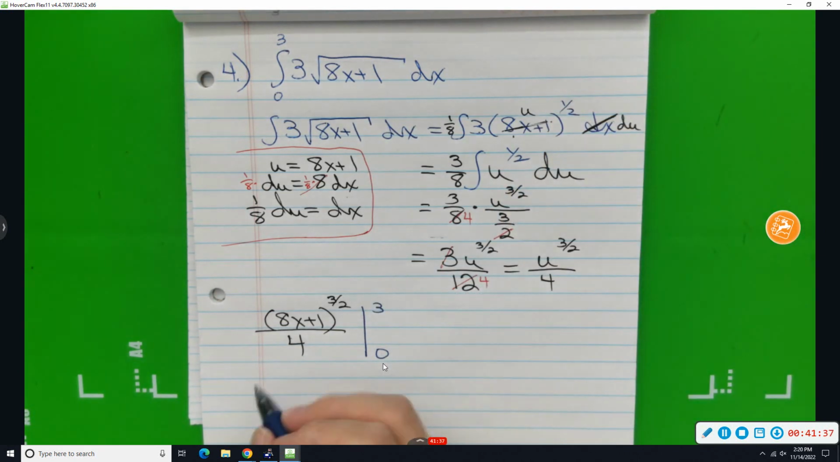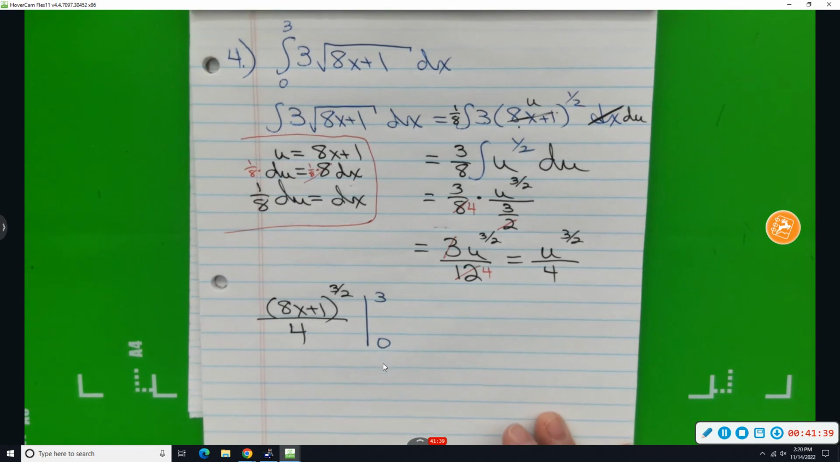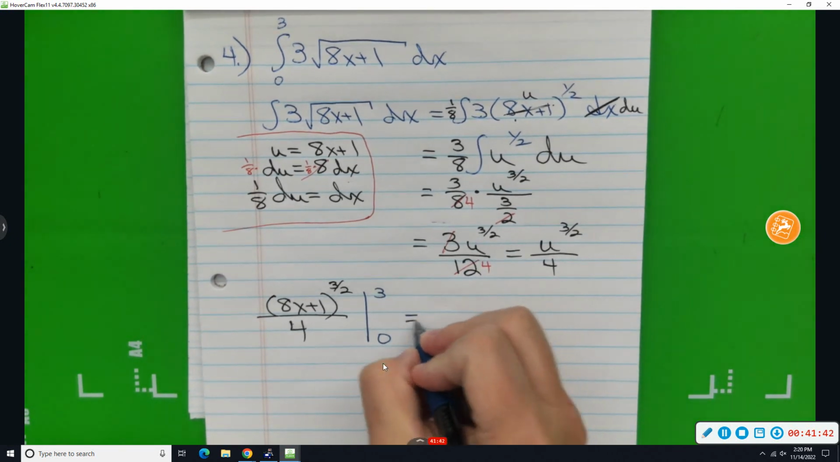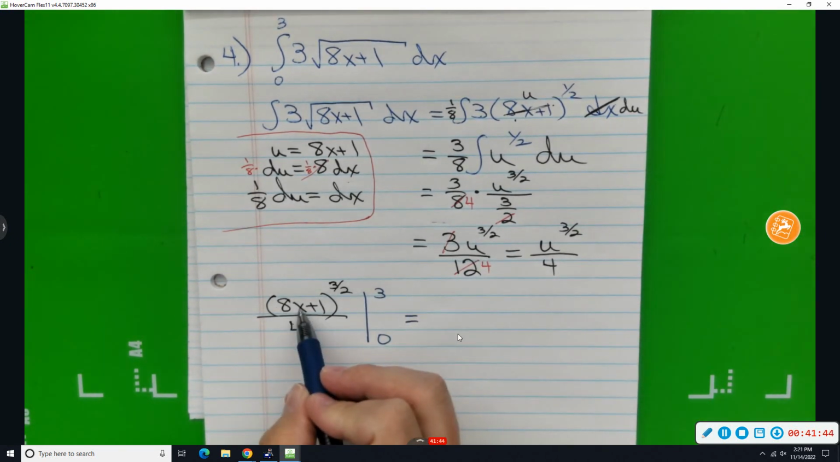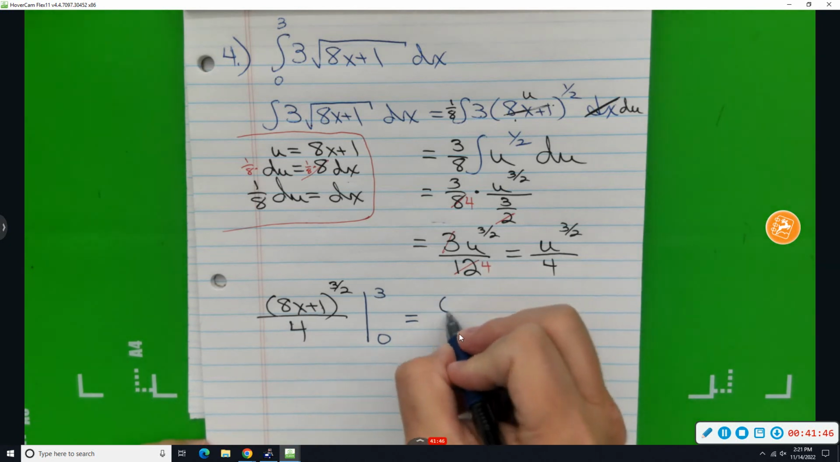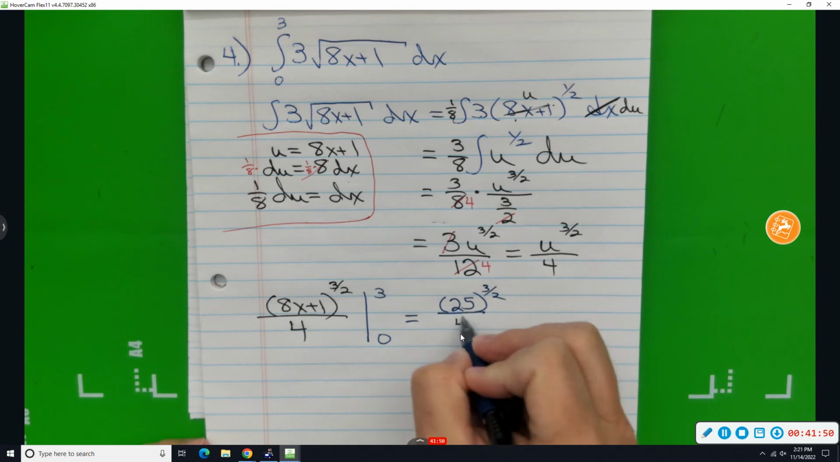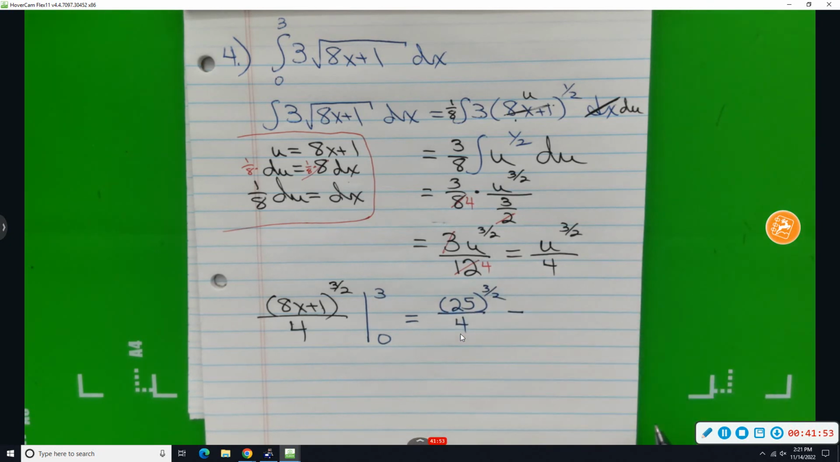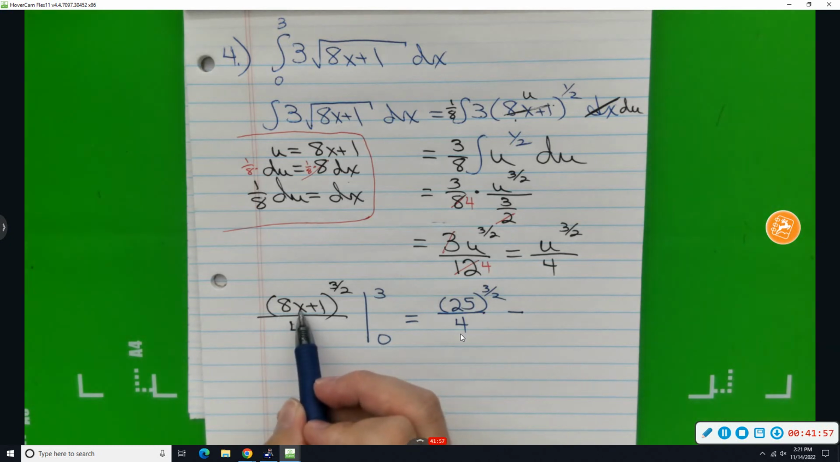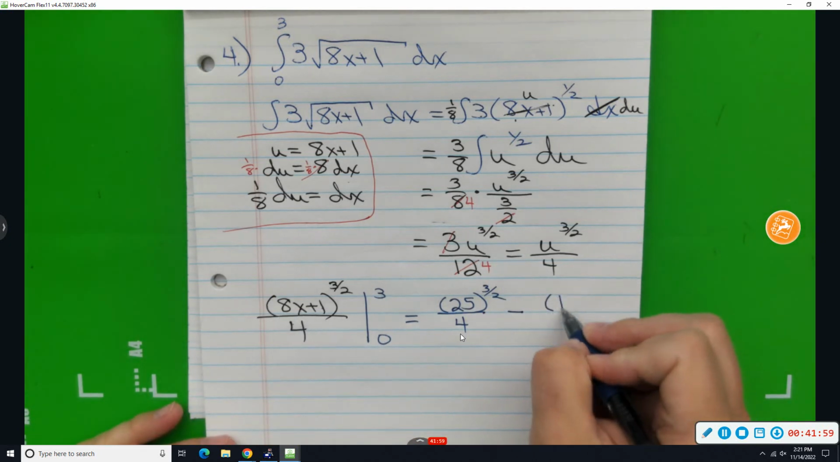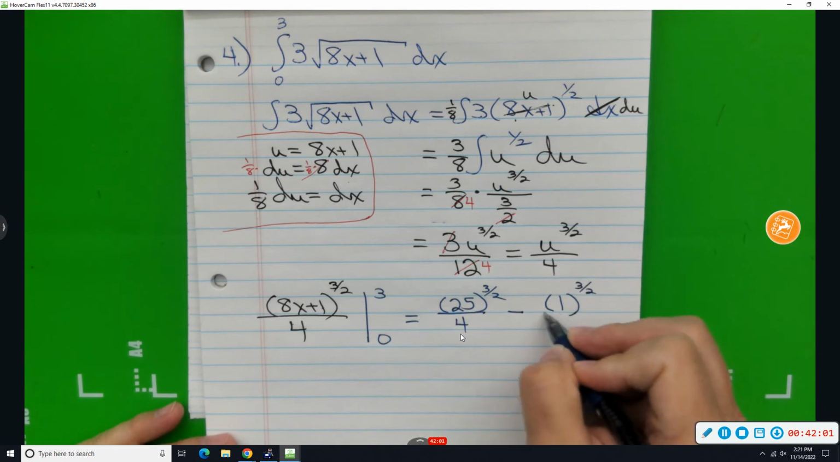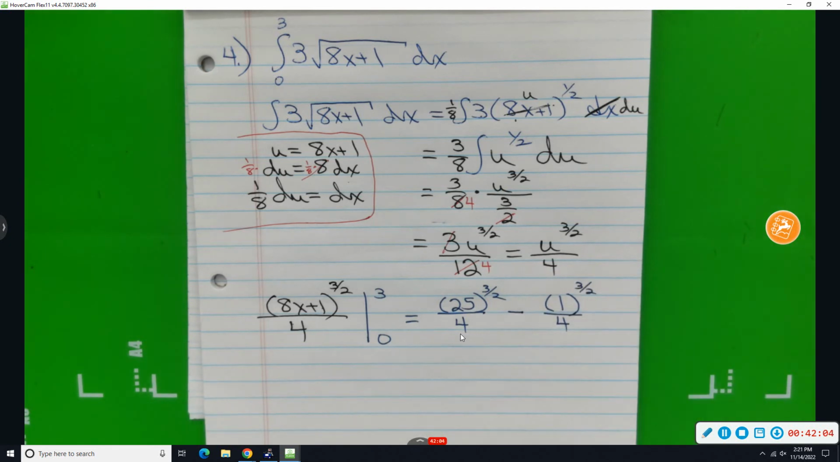Plugging in a 3, I'm going to get 8 times 3 is 24 plus 1. That's 25 to the 3/2 all over 4 minus. Plug in 0. 8 times 0 is 0 plus 1, so that's just a 1 to the 3/2 all over 4. I can do this one without my calculator, I think.